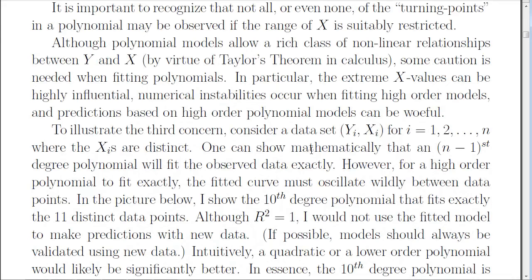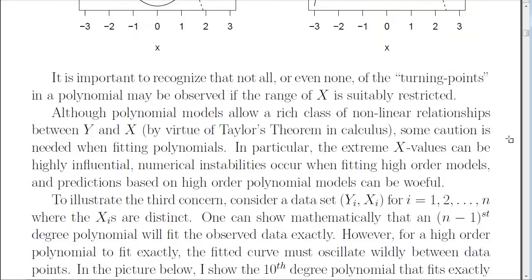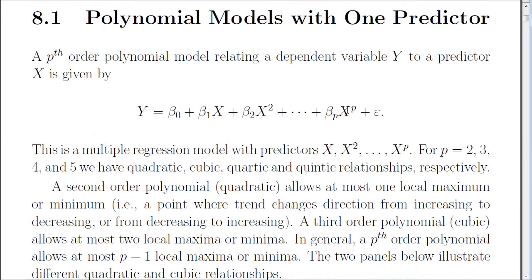And you can show mathematically that if you had n observations, that if you had an n minus 1 degree polynomial, that you would fit the data exactly. In fact, let me scroll up for a moment. Okay, so say you had n observations, and you had an n minus 1 degree polynomial. So that means this p would be n minus 1.